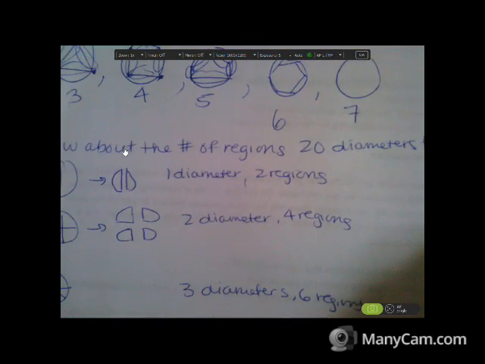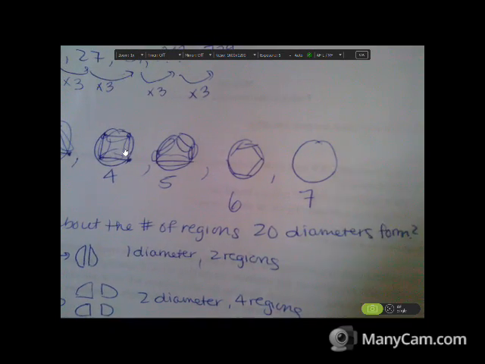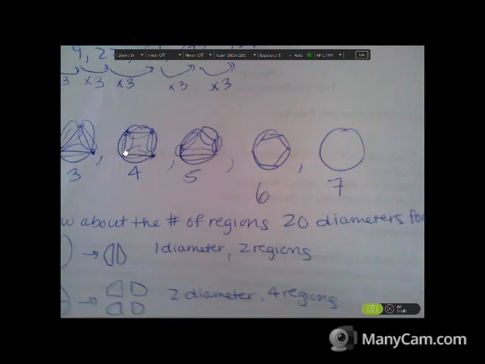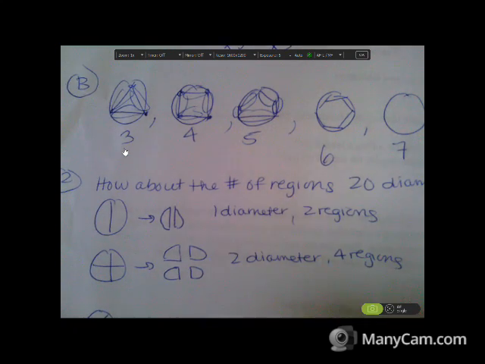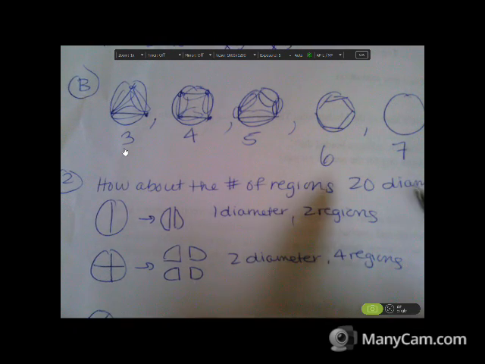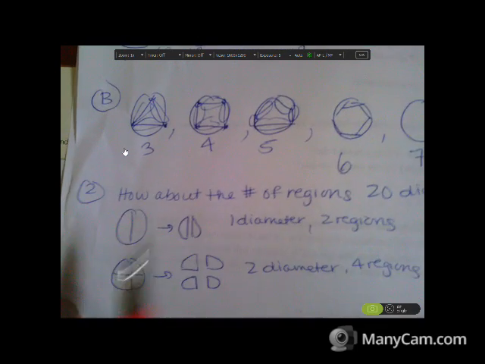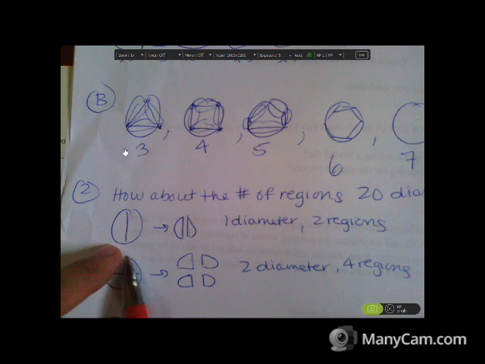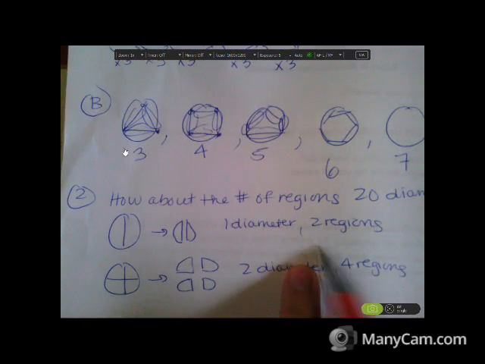Now, this is when we're talking about conjectures. So, a conjecture is a conclusion you reach using inductive reasoning. Inductive reasoning is finding a pattern. So, problem 2 reads, how many regions do 20 diameters form? So this sounds a little confusing, so let's look. We have a circle, and we cut it, and we use 1 diameter. That means that we have 2 regions, 2 separate ones. So 1 diameter gives us 2 regions.